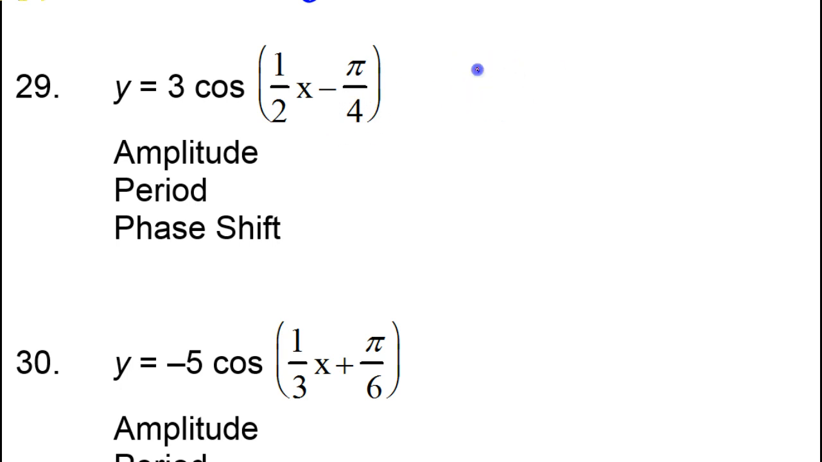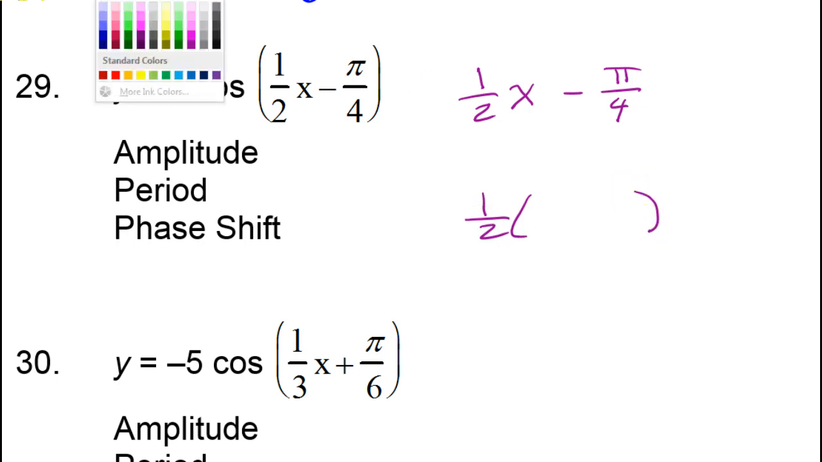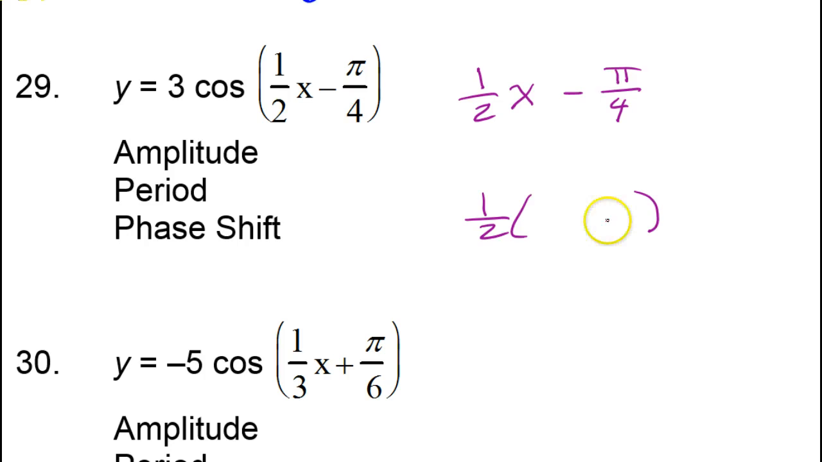So look, if I have 1/2 x minus pi/4, in order to read the phase shift, I need to pull this 1/2 outside of parentheses. To figure out what goes inside the parentheses, you have to divide. If I'm taking out 1/2, I have to divide each of these by 1/2. That way these will cancel out and I will just have x.